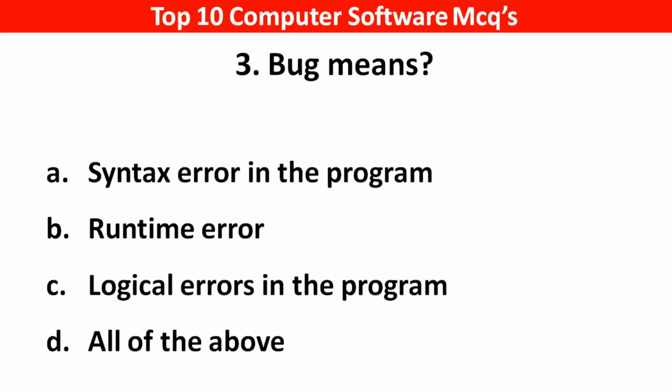Next question. Bugs mean options A, syntax errors in the programs, B, runtimes errors, C, logical errors in the programs, D, all of the above. Right answer is option C, logical error in the program.